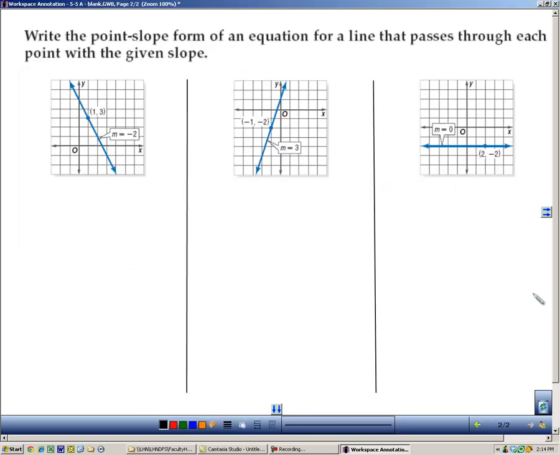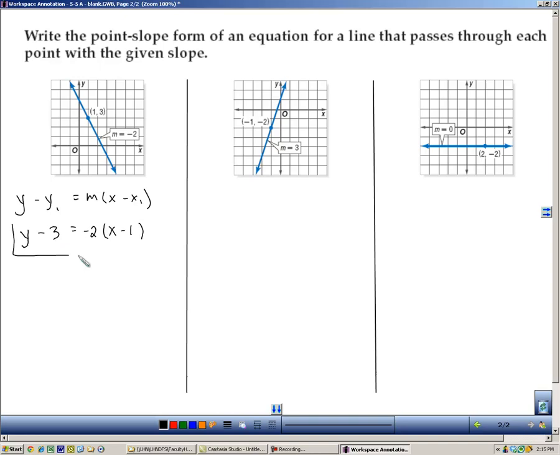Here are some examples for using the point slope form. I'll write it down here. So we have to write the form of each one of these equations. The slope here is -2, so I'm going to take a -2 and plug it in place of the m. And then this point that I see, 1, 3, I use the x value and I plug that in for x sub 1. And the y value gets plugged in for y sub 1, so y minus 3.